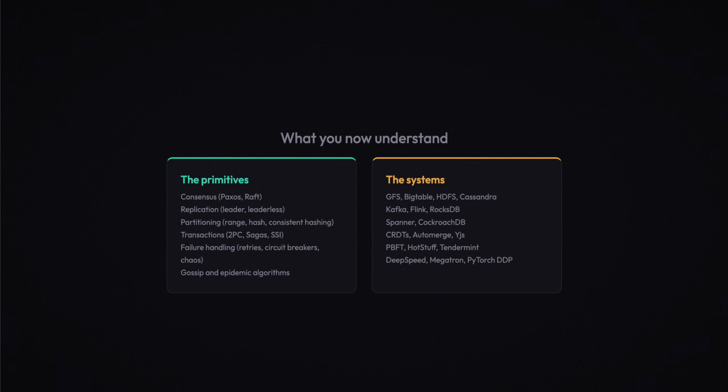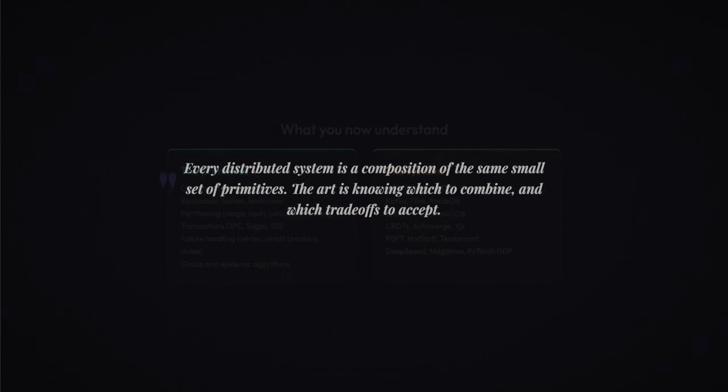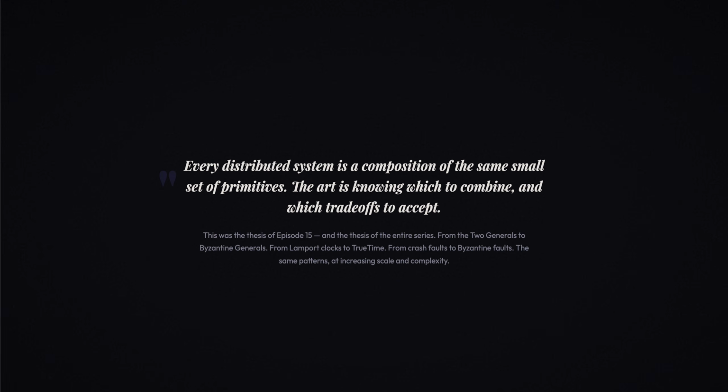If there is one meta lesson from 22 episodes, it is this. Every distributed system is a composition of the same small set of primitives. The art is knowing which to combine and which trade-offs to accept. This was the thesis of episode 15. It is the thesis of the entire series. From the two generals to the Byzantine generals, from Lamport clocks to TrueTime, from crash faults to Byzantine faults. The same patterns recurring at increasing scale and increasing complexity. Once you see the patterns, every new system you encounter becomes legible.